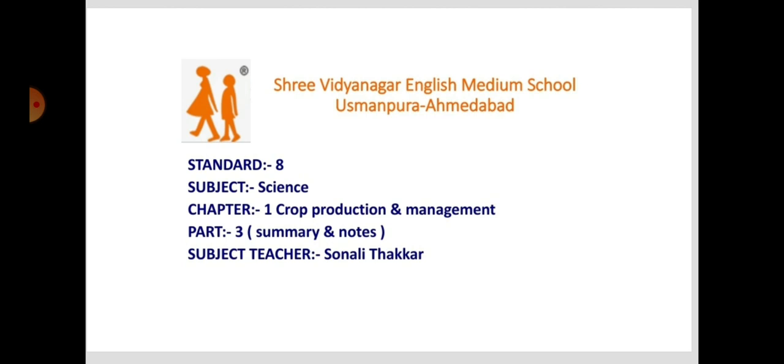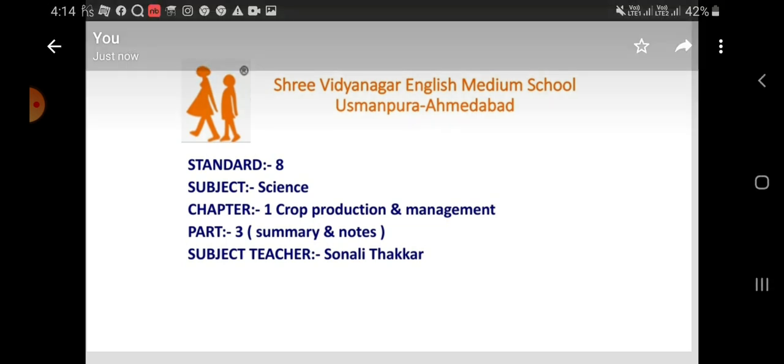So, after part 1 and part 2 of chapter 1, crop production and management from class 8 science, here I have brought part 3, which is the summary of the entire chapter along with the notes and also the introduction to the questions which can be asked, and they are so important from your exam point of view. So I hope you will enjoy part 3.